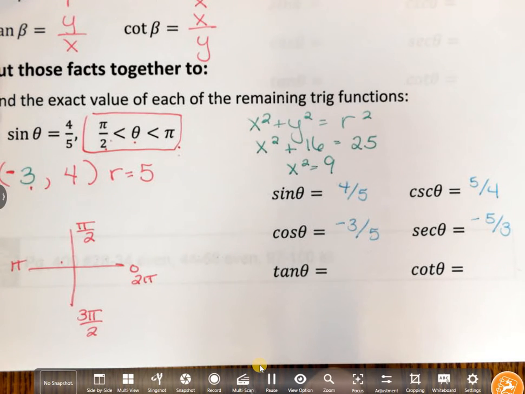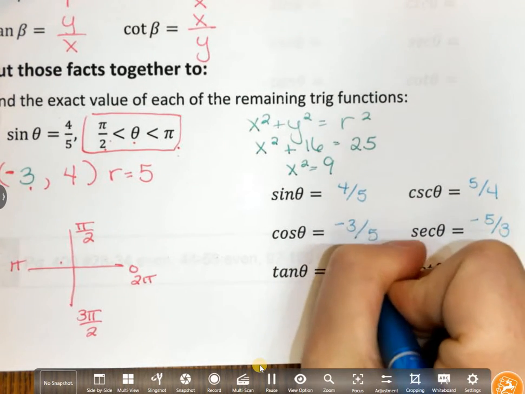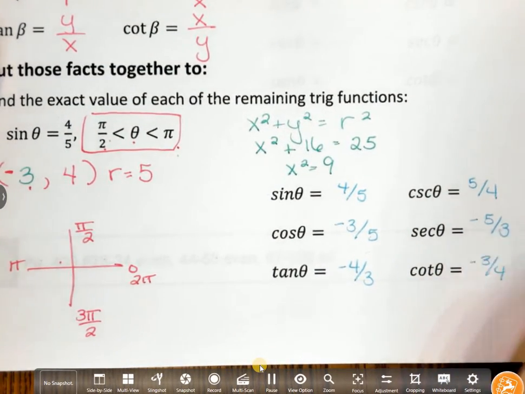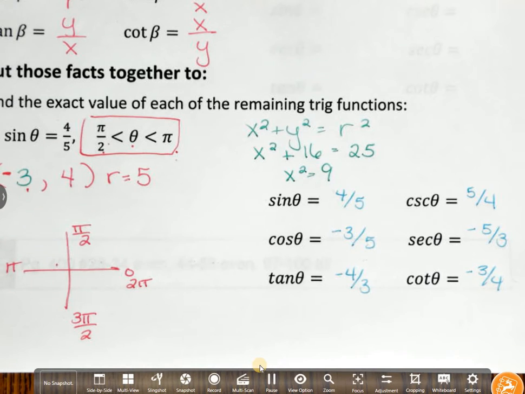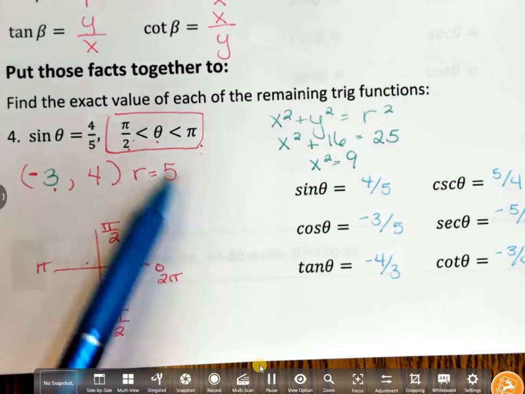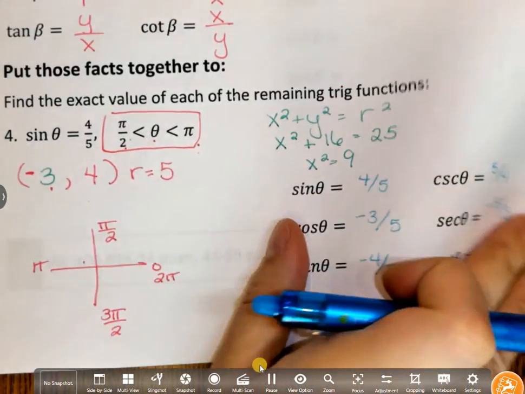What is your tangent going to be? Negative 4 over 3, yes. And then your cotangent. This is it. This is all we're talking about here. Are we okay with that? It really is exactly what we've been talking about. We're just kind of going from a different direction. Rather than giving you the coordinate stuff first, I give you one of the pieces. You find out all the rest of it from there.